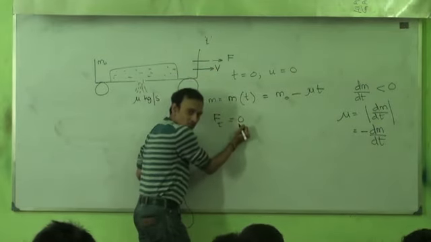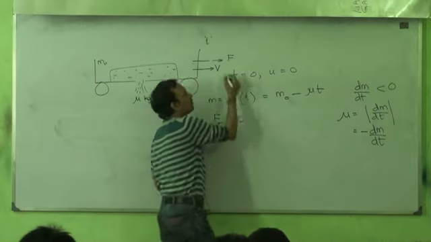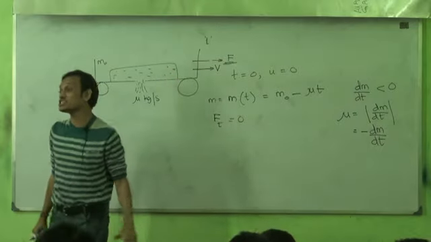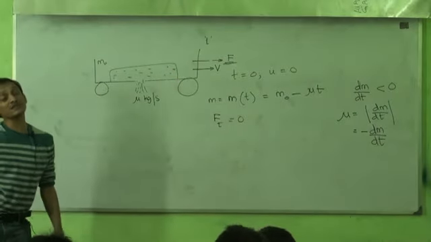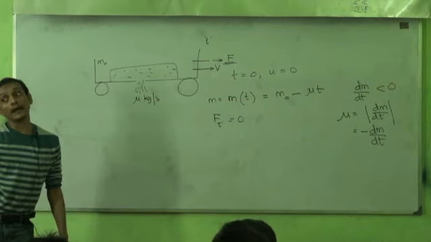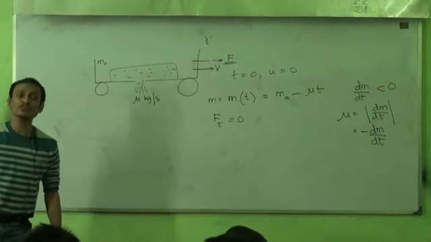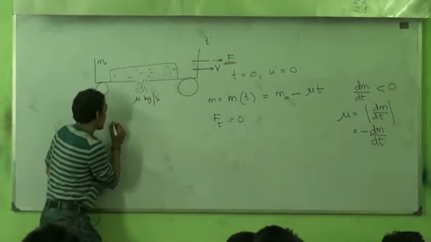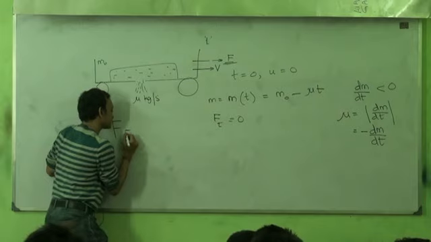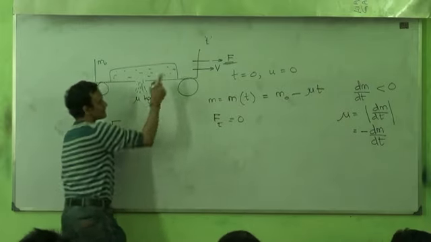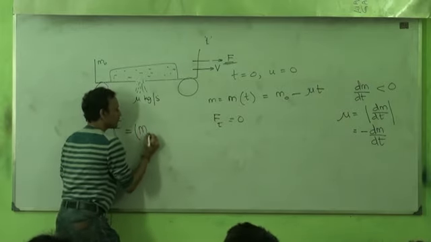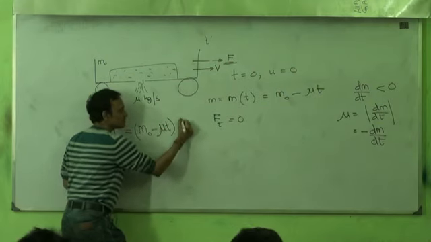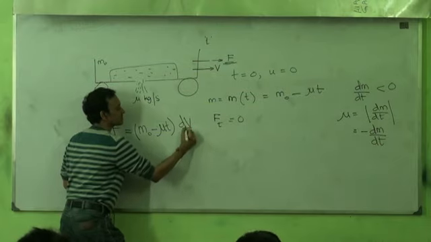So the only force acting is F. The only force acting at this instant is F, and on what mass? On m0 minus mu t. V is the velocity. So from Newton's second law considerations, F is m0 minus mu t, the mass at this instant, into dv dt.